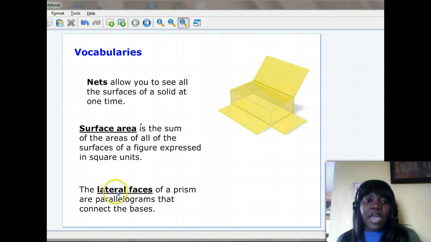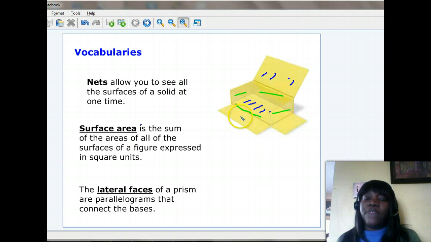Now our next vocab, we have lateral faces, and those are parallelograms that connect the bases. So for example, here I have the bottom piece and the top piece. Those are my bases, and then everything around it that connects those two, that's called lateral faces. Like we saw with the cylinders in class, sometimes we are not covering the top or the bottom. That's usually when we deal with the cans. So we only deal with those lateral faces. Alright, so let's go ahead and do some problems.